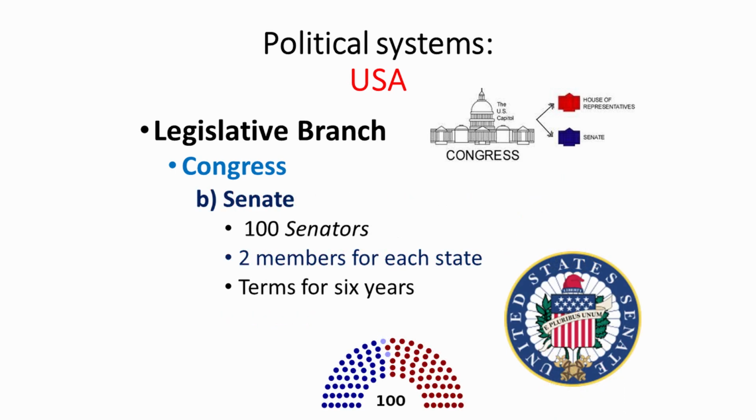There are only 100 senators, and each state has 2 senators. So in this case, the number of representatives for each state is equal. The elections to Senate are held every 2 years, but each senator has a term of 6 years, making it very, very similar to the system we have in the Czech Republic.